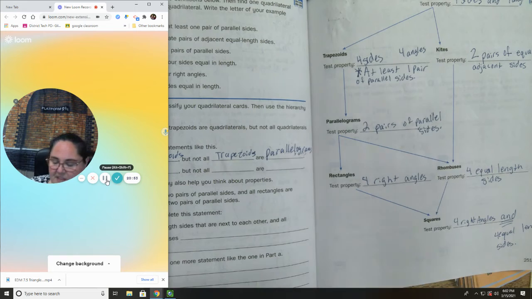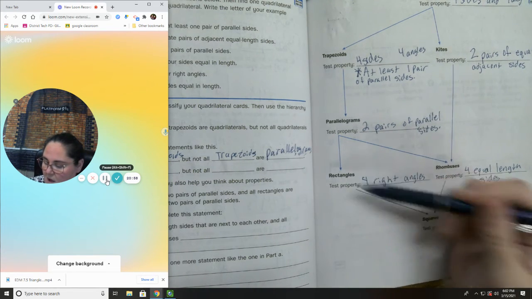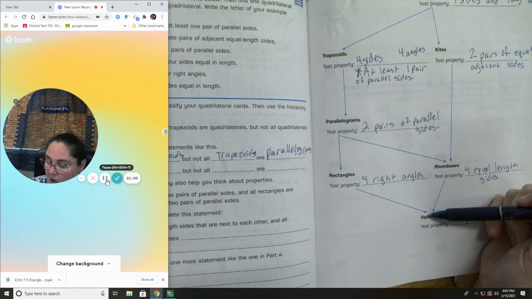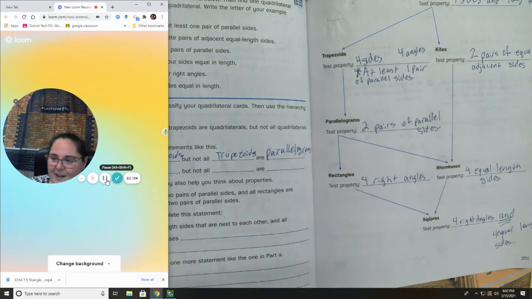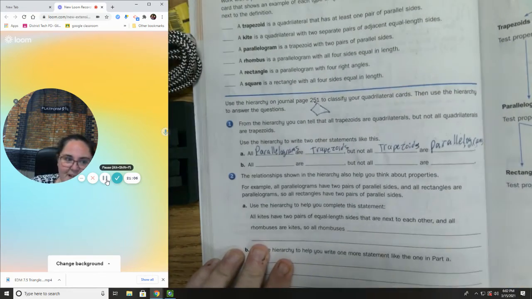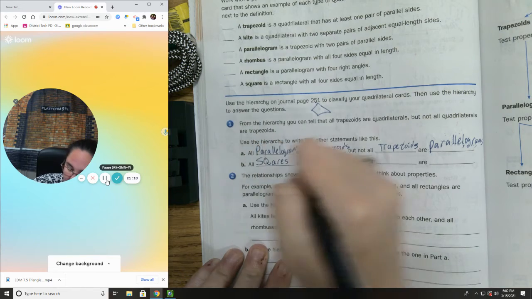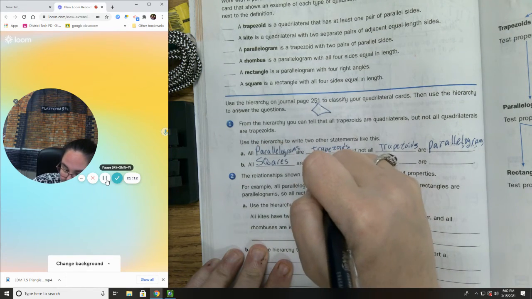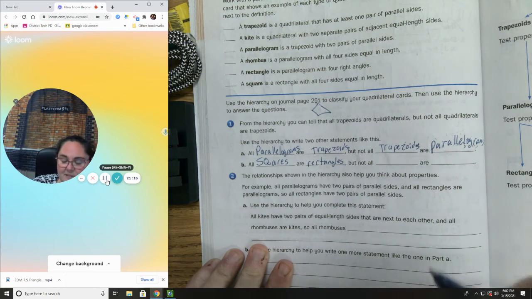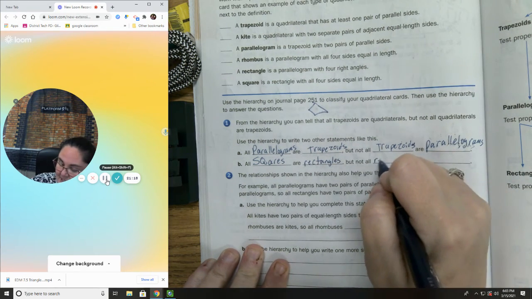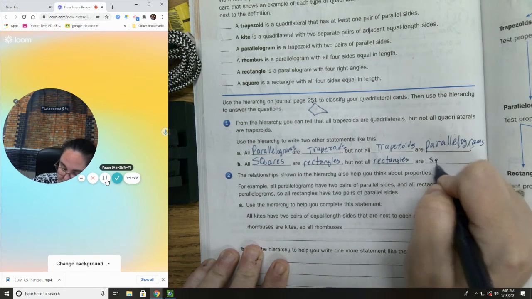All right, and same thing here. I'm going to go with squares. All squares are rectangles, but not all rectangles are squares. That's what I'm going to use for this one. All squares are rectangles. So again, if you go up, it's always. But not all rectangles are squares.